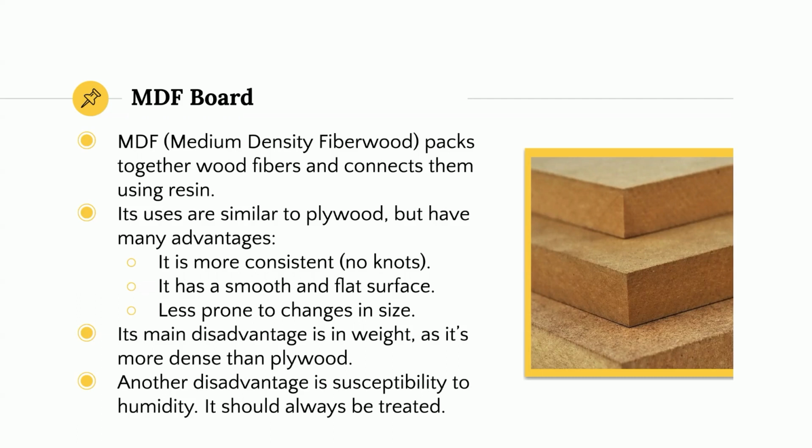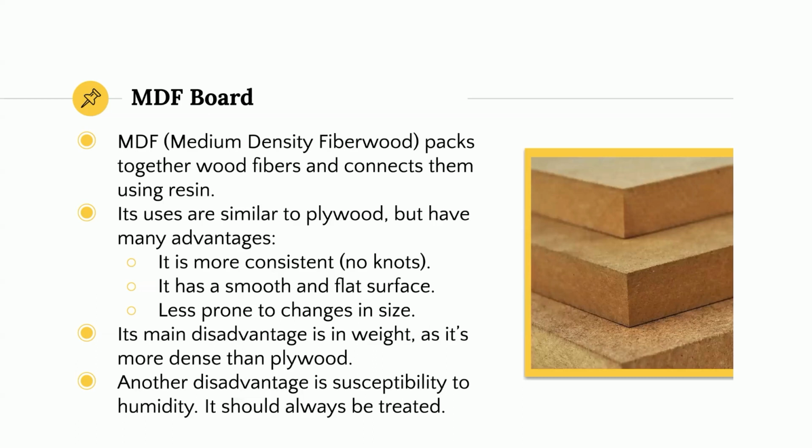It is also less prone to changes in size between sheets. If a sheet is a certain size, you know it's going to be that size with this. The main disadvantage of it is its weight, as it's slightly more dense than plywood. So in the classes of weight, I would put plastics on top, they're the lightest, and then plywood, and then MDF would be slightly heavier than plywood, and then you'll have aluminum and then steel.